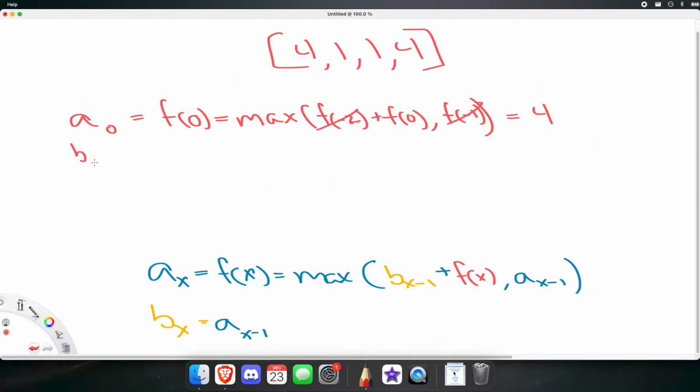And since b of 0 is a of 0 minus 1, which is a of negative 1, and there is no a of negative 1, b is just going to be empty for now. So in this scenario, we really don't have a b. Our b comes into play once we've seen at least two numbers.